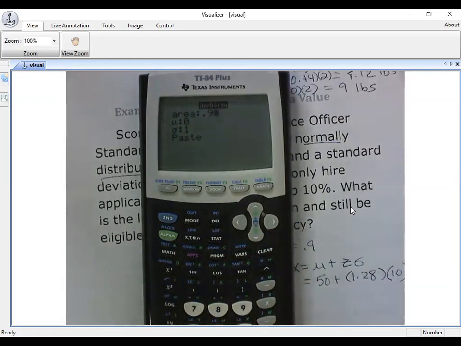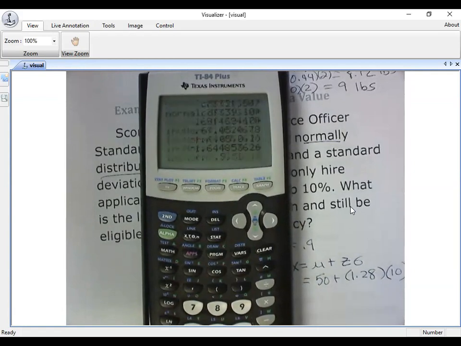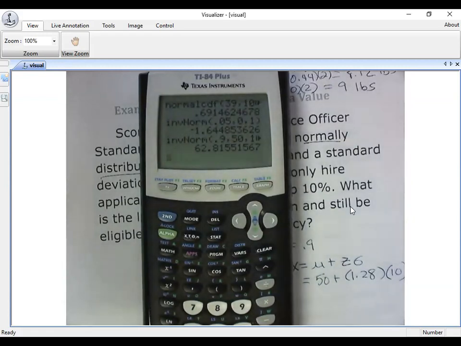But notice what else I can do in the calculator. What did this problem tell me is the mean? 50. What's the standard deviation? It'll give you the x-score where you don't have to use the formula. Because that's the same thing we got, right? 62.8. Does that make sense? That's the beauty of the calculator, where it will let you make those adjustments.